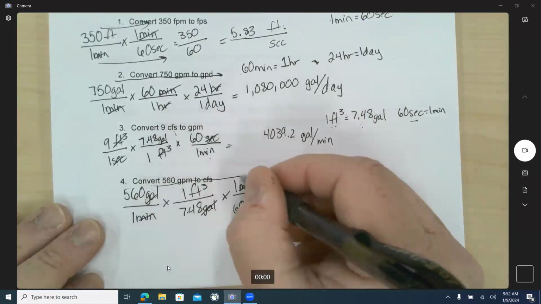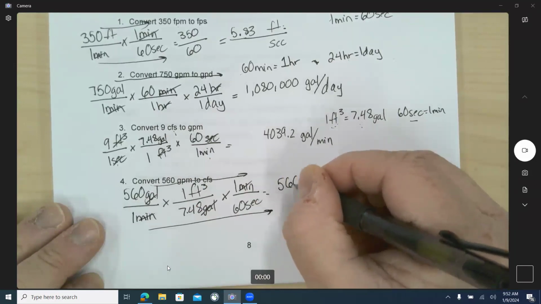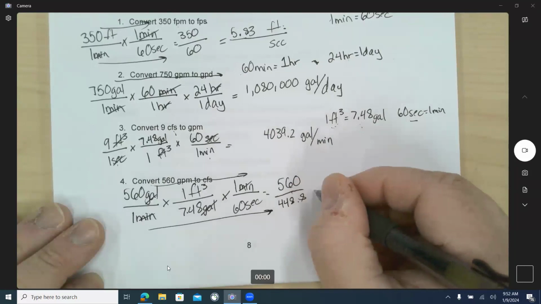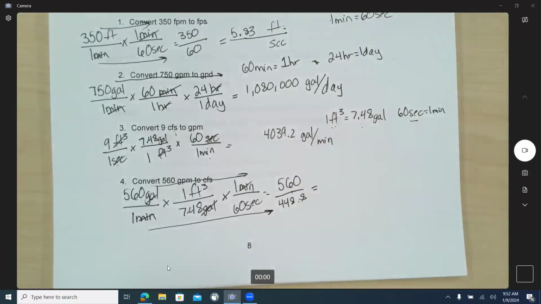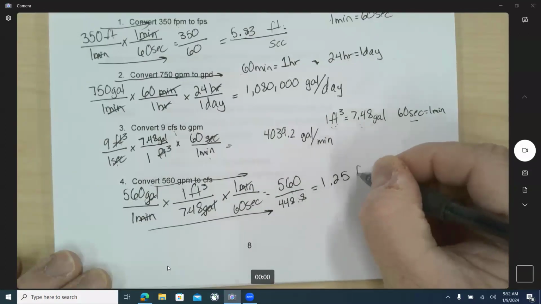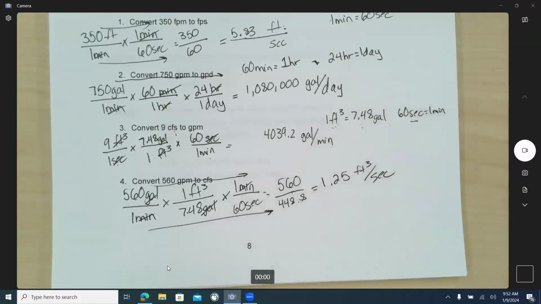So now you multiply everything this way and everything this way. I'm going to get 560 over 448.8. And when I do that, I'm going to get a number. I think it's like 1.247, and so on. But we round up to 1.25 cubic feet per second.